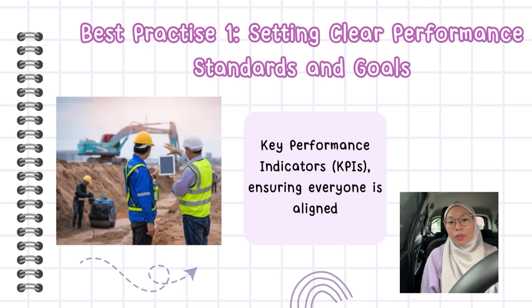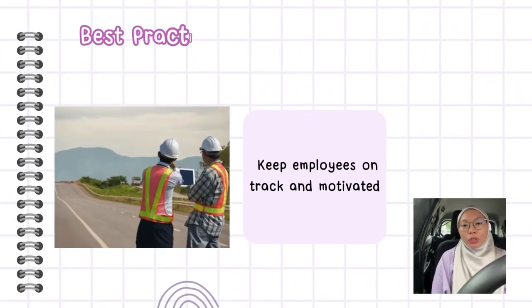Next, we will continue with the best practices. The first best practice is setting clear and measurable performance standards. Employees need to understand what is expected of them and how their roles contribute to the organizational goals. For example, at LLM, performance appraisals are tied to key performance indicators, which are called KPIs. It is to ensure that everyone is aligned. For example, the engineers are evaluated based on the timely completion of highway inspections, maintenance schedules, and also their quality benchmarks.